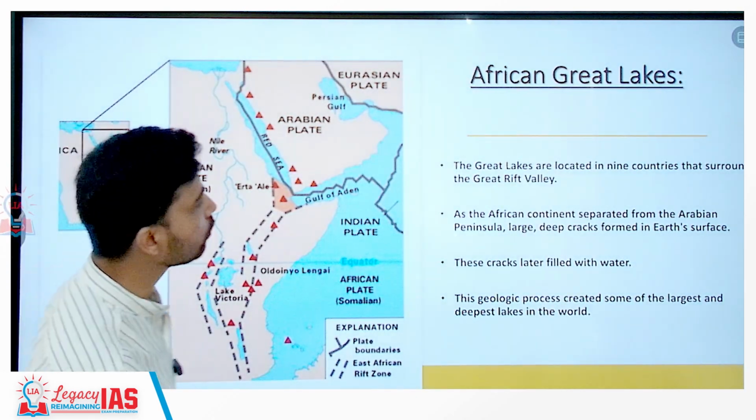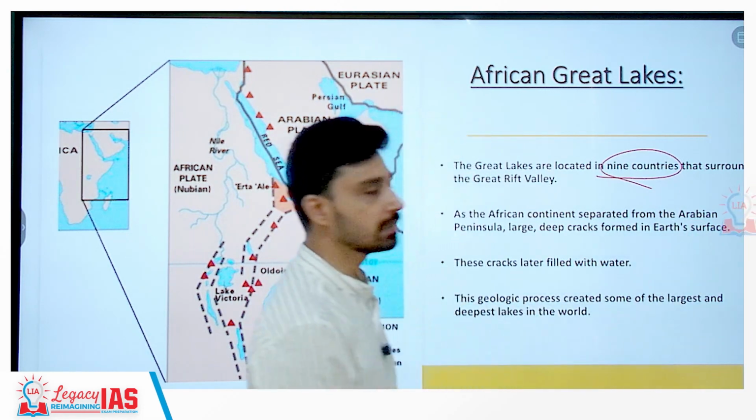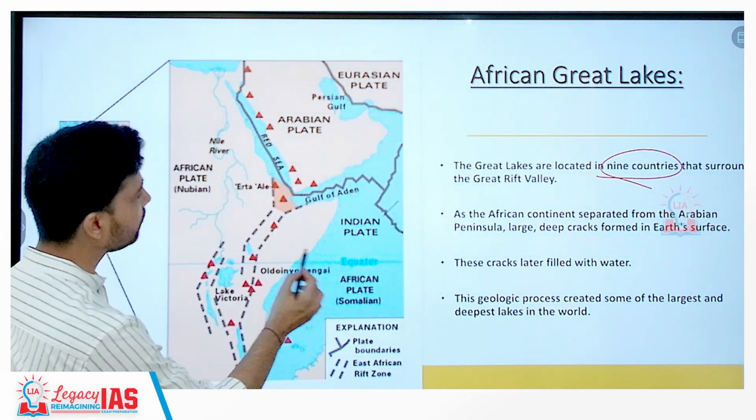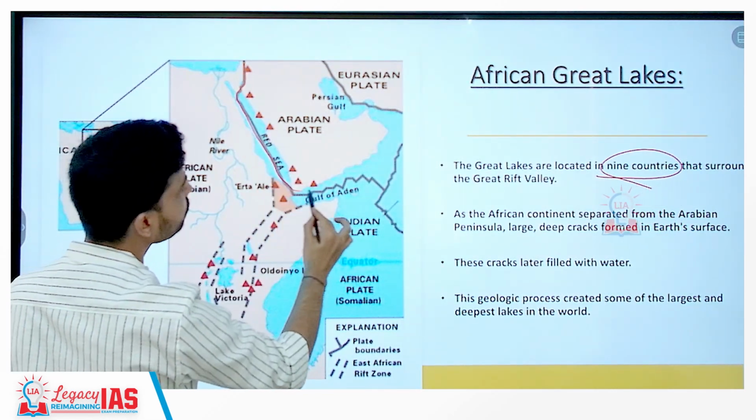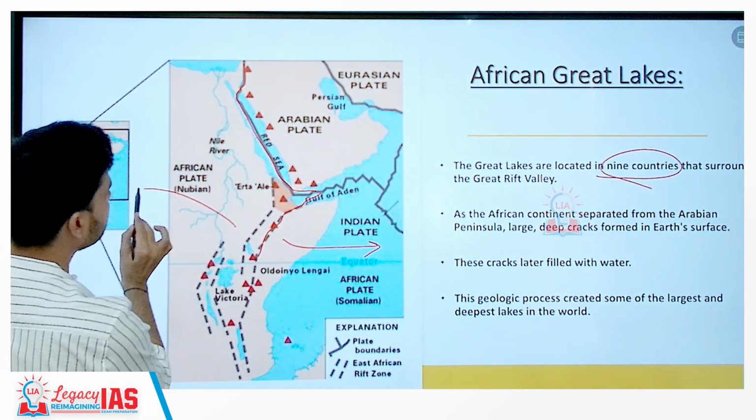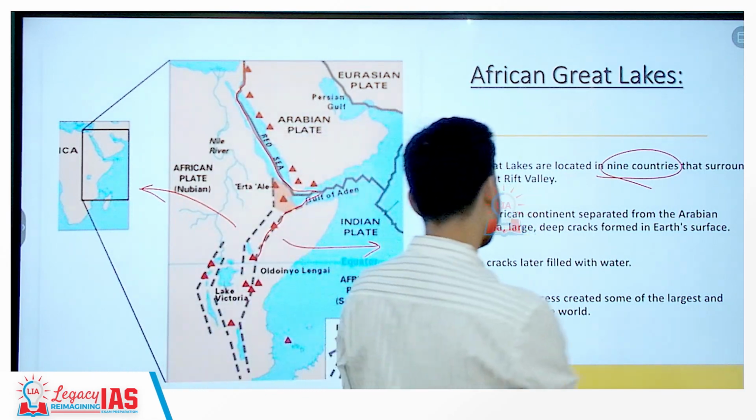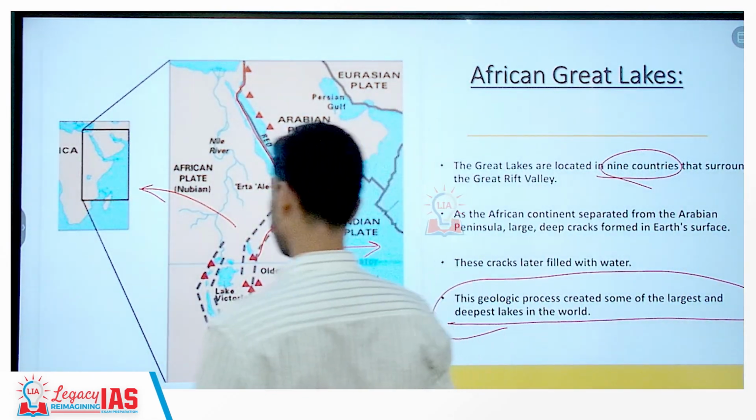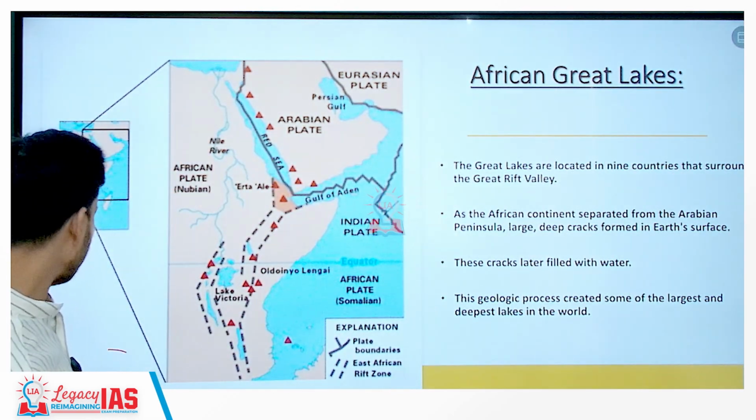Now, some points: the Great Lakes are located in a total of 9 countries that surround the Great African Rift Valley, and as for the African continent, same thing we have discussed. This is the line along which Africa is separating out. That means this part of Africa is moving in this direction, this part of Africa is moving in this direction. So, this geological process created some of the largest and deepest lakes in the world. So, nothing new, all these points we already have discussed in the last slide.